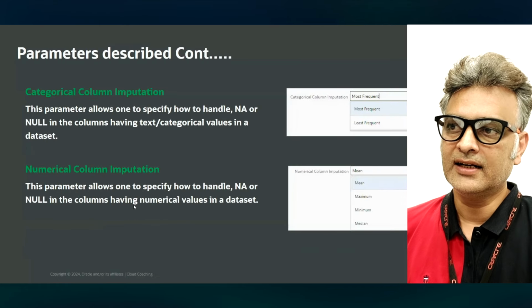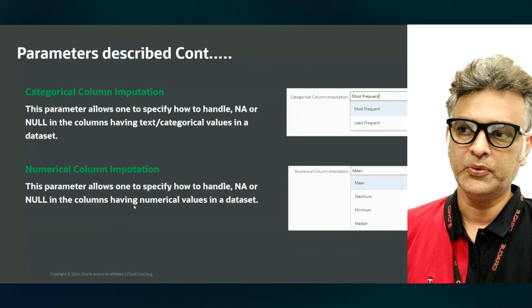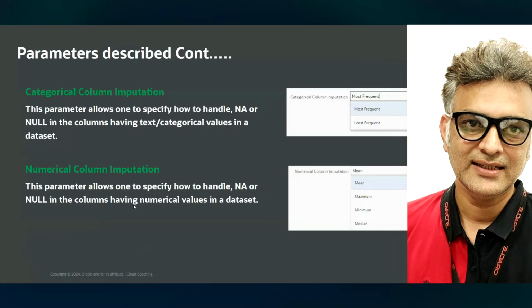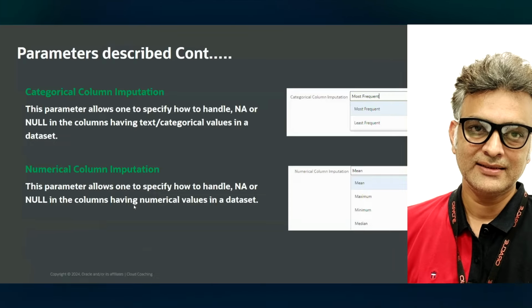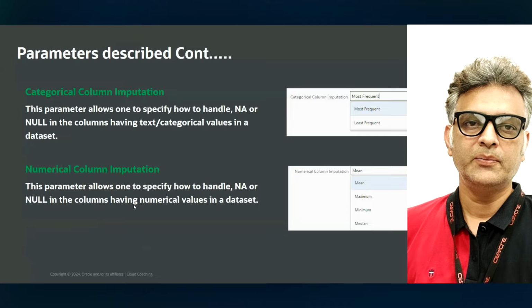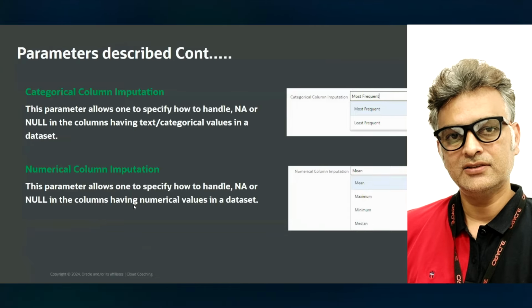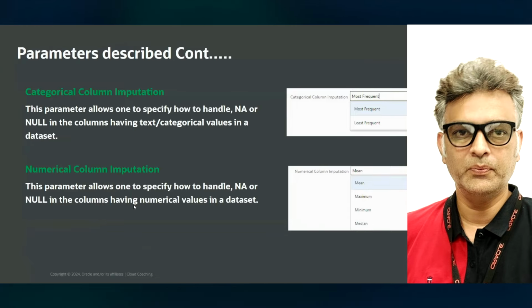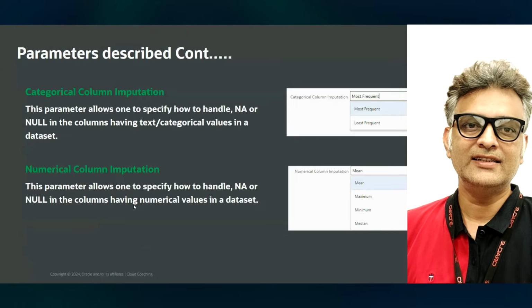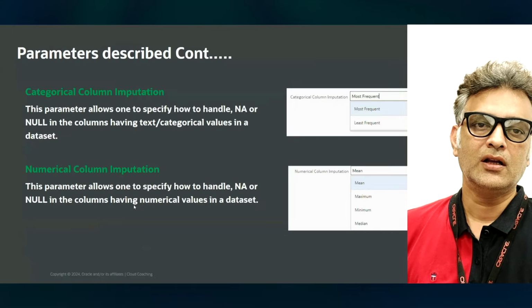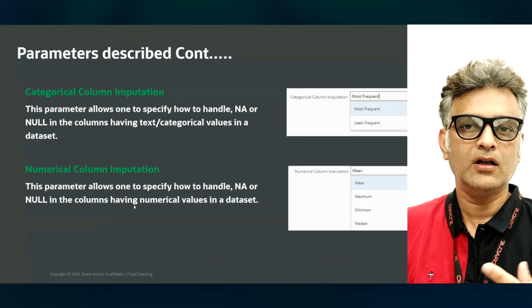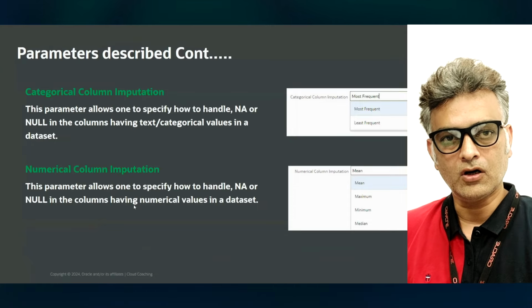Moving ahead, the third parameter is categorical column imputation. This is an important data preparation step. Many times, when we deal with historical data or training data to build a machine learning model, what is observed is that most of the columns will not have data. When I say columns will not have data, they will not have data for all the rows.